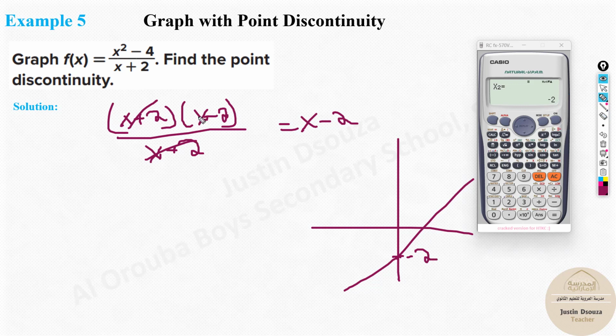But what you need to do is look at what the undefined value was. Take it to the other side: x is minus 2. So where x is minus 2, you must just put a hole here. That is how we graph it.